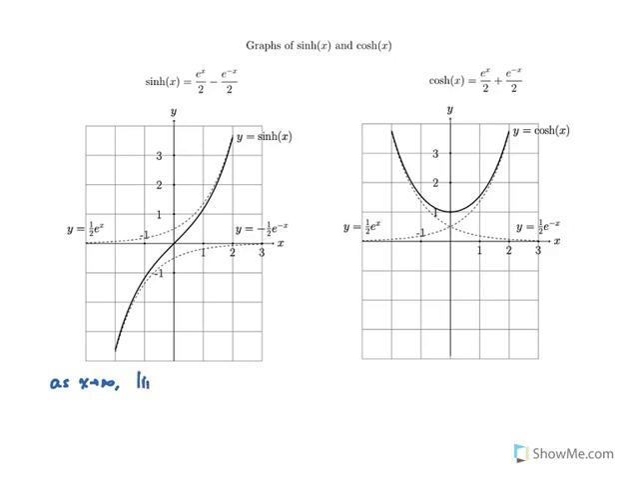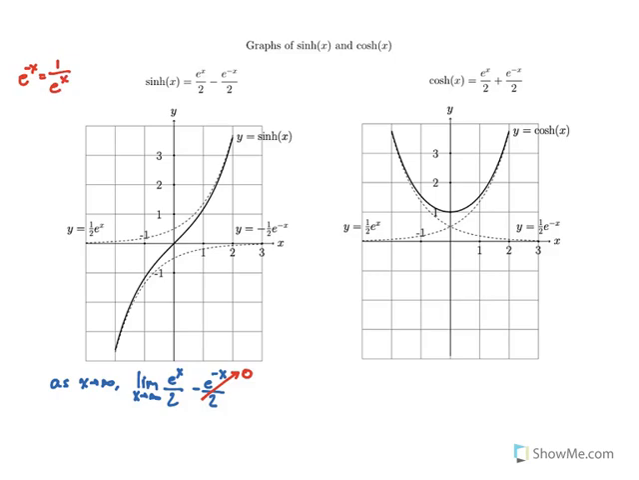That is, let's look at the limit of e to the x over 2 minus e to the negative x over 2 as x goes to infinity. Well, we're just going to do the last part. The last part is going to go to 0 because e to the negative infinity is 0. Or we could think about e to the negative x as being 1 over e to the x.